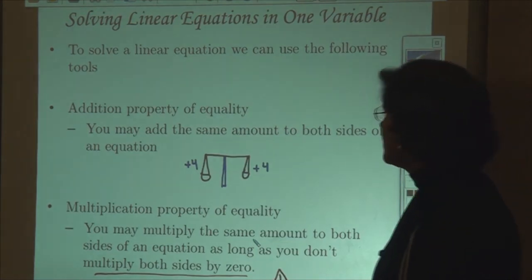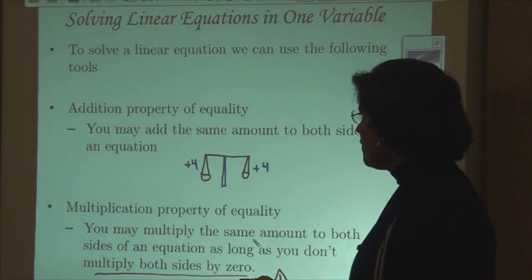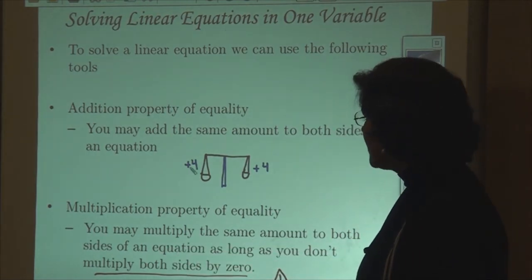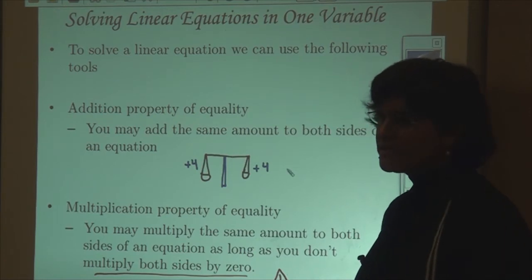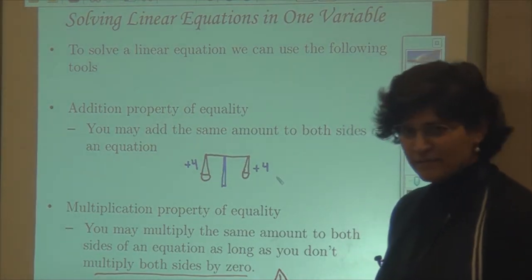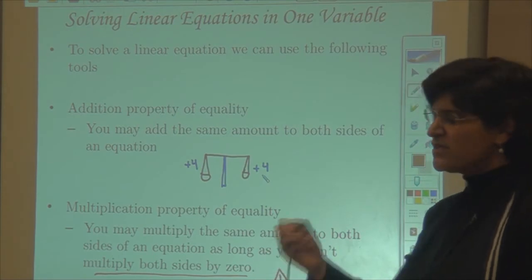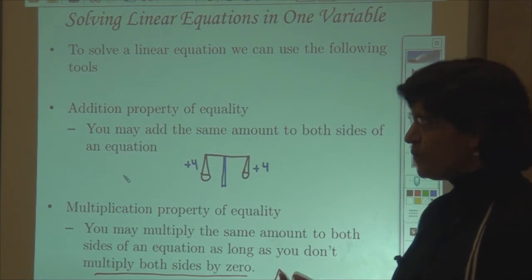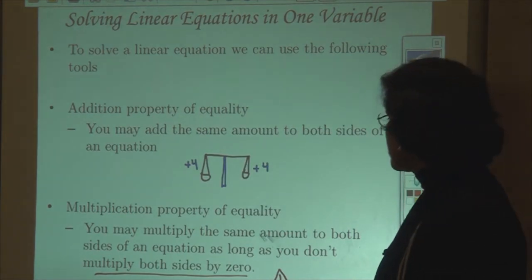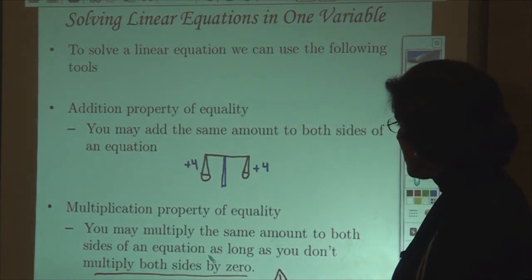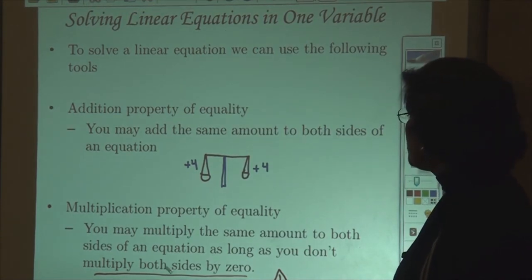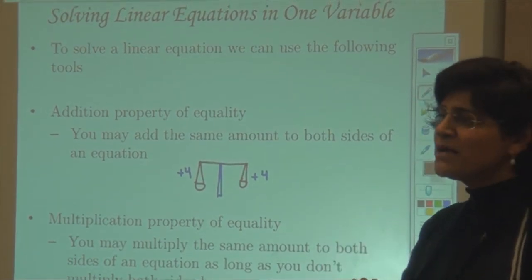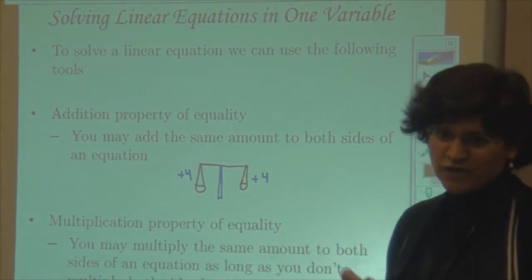Let's move on to the addition property of equality. What is the addition property of equality? If I add 2 on both sides, our equation remains the same. You know that. We add 2 on both sides, we subtract 2 on both sides, or we multiply by a number on both sides. You may multiply the same amount to both sides of an equation as long as you don't multiply both sides by 0. So there's a condition to it. Never multiply by 0 on both sides of the equation.